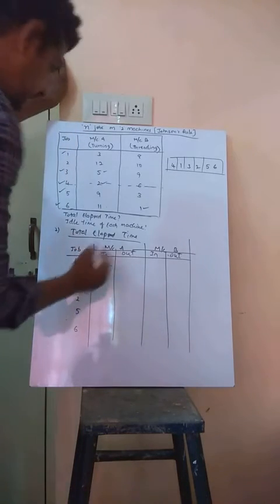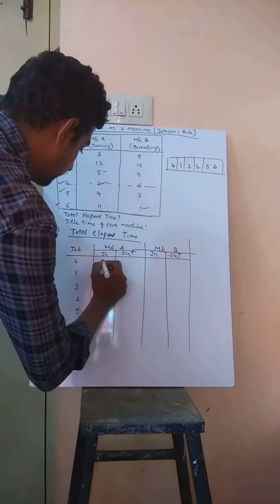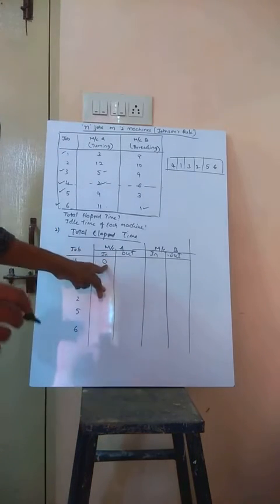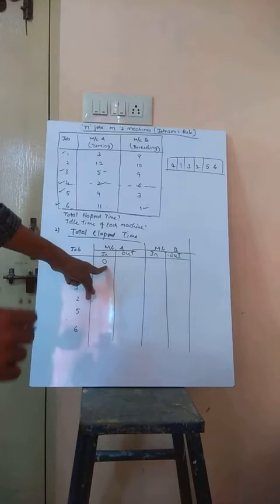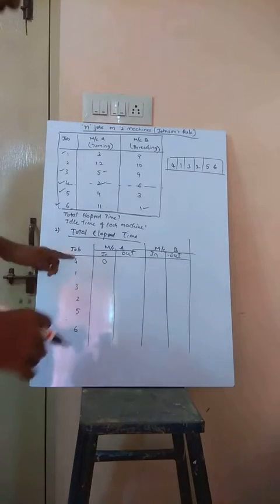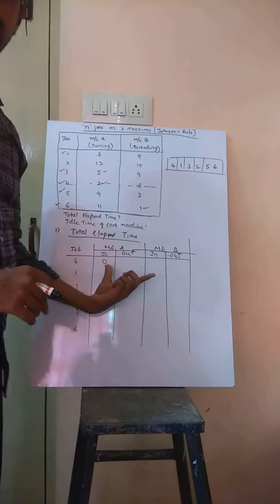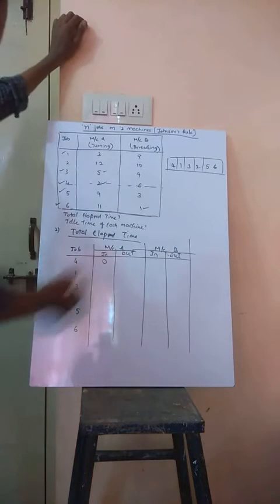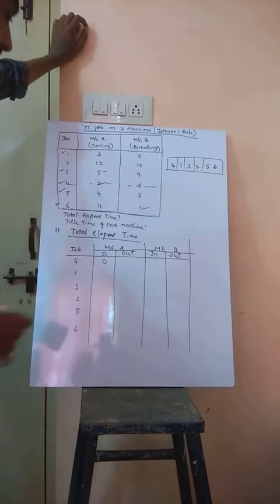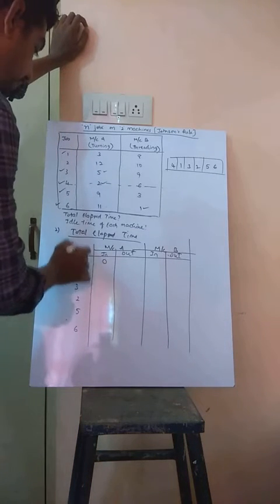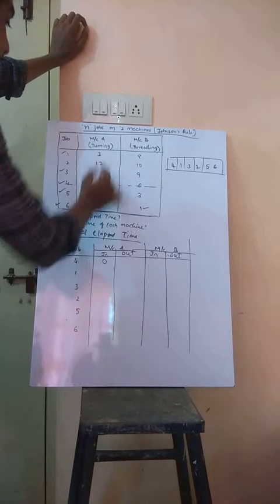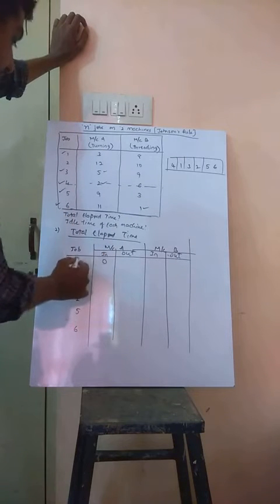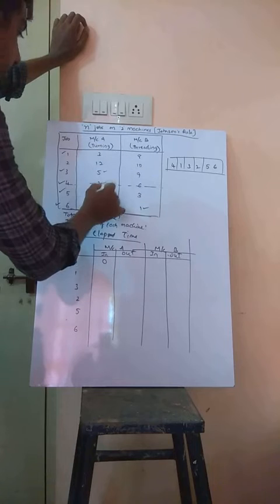Here, for every first job, the in value will be 0. The in value will be 0 for every first job on machine A. That is the in section. These are nothing but the processing times. For job 4 on machine A, what value do we need to add to this 0? For job 4 on machine A, it is 2.